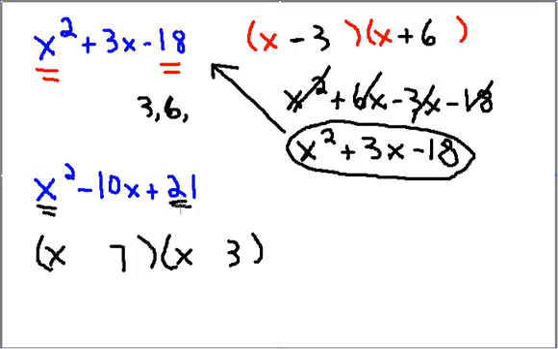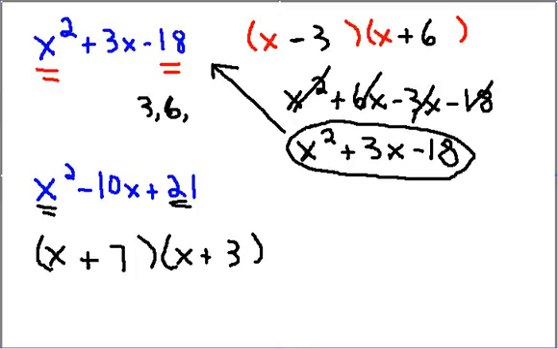Well, let's take a look. We have a clue. We know that our constant here has to be a positive 21. So we know that this 7 times the 3 is going to have to give us a positive 21. So then do we just go ahead and put a plus sign in here? Make it a plus 7? Let's go ahead and multiply out and see what we get.